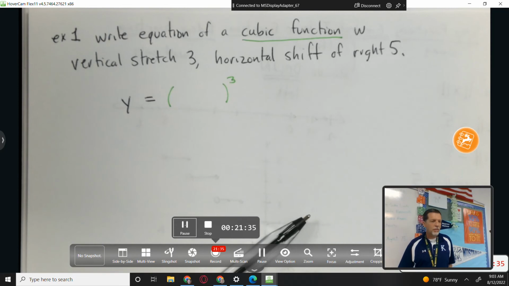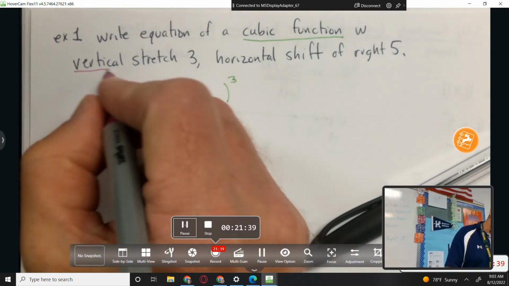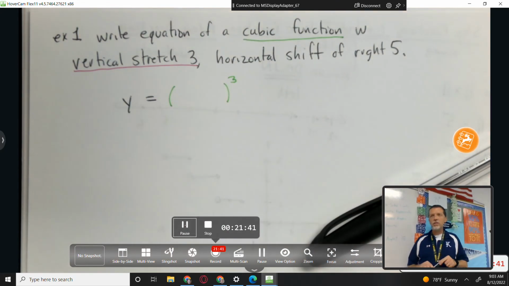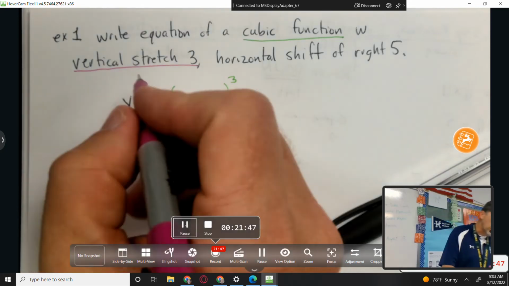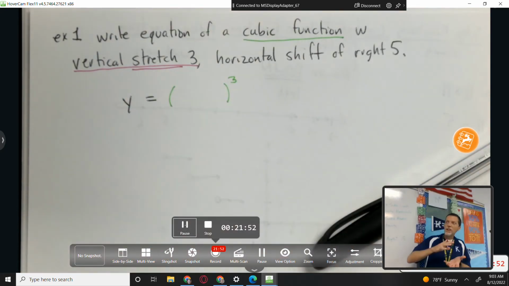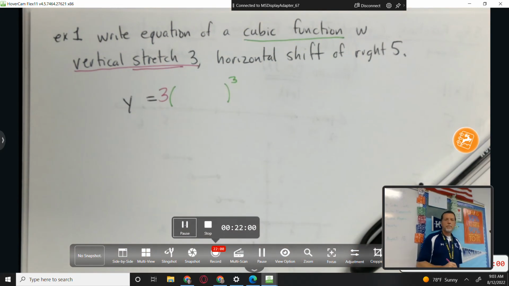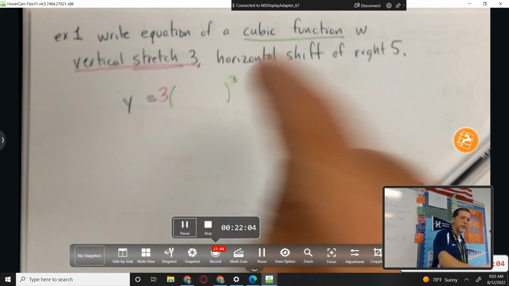Okay, so cubic function, got that part down. Vertical stretch of 3, what's that? How do I make that show up in the equation? Wait a minute. Vertical stretch, not a vertical shift. I don't want to move it up 3. I want to stretch it 3. So where's that 3 go? It multiplies out front, as opposed to a vertical shift, which would be a plus 3 at the end.